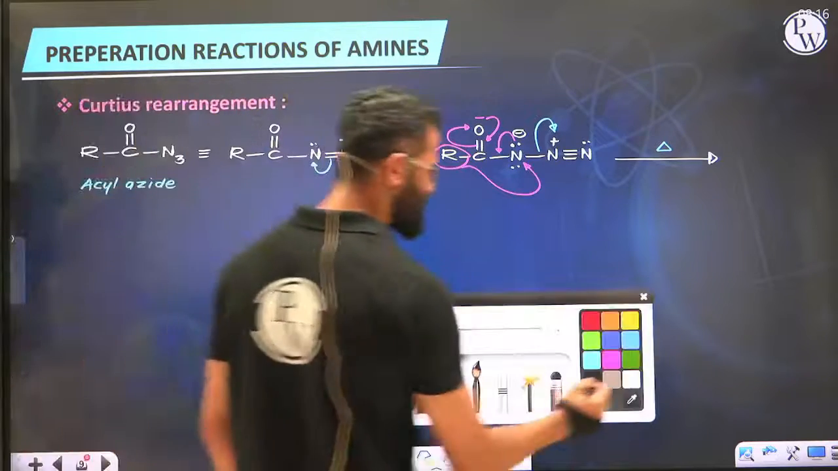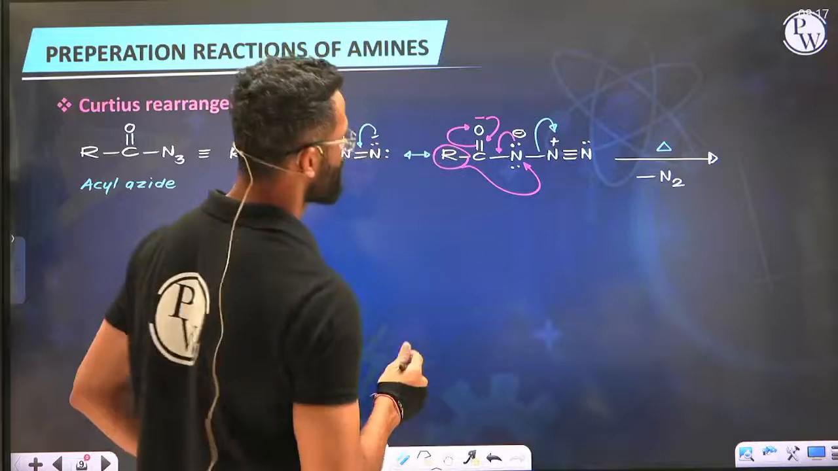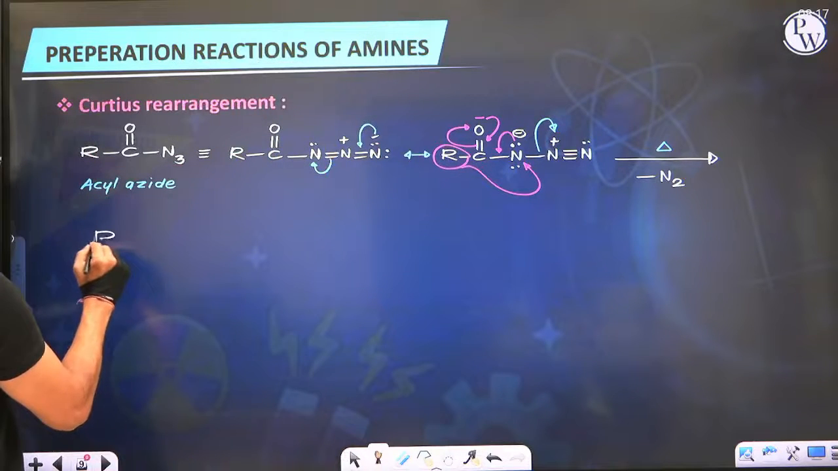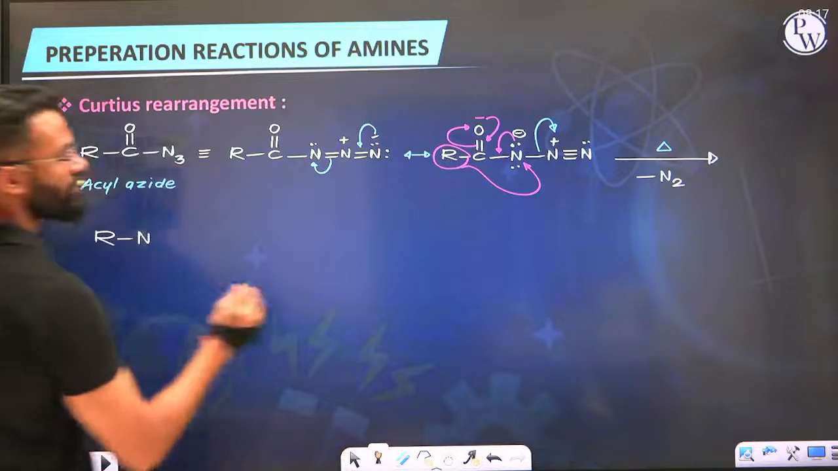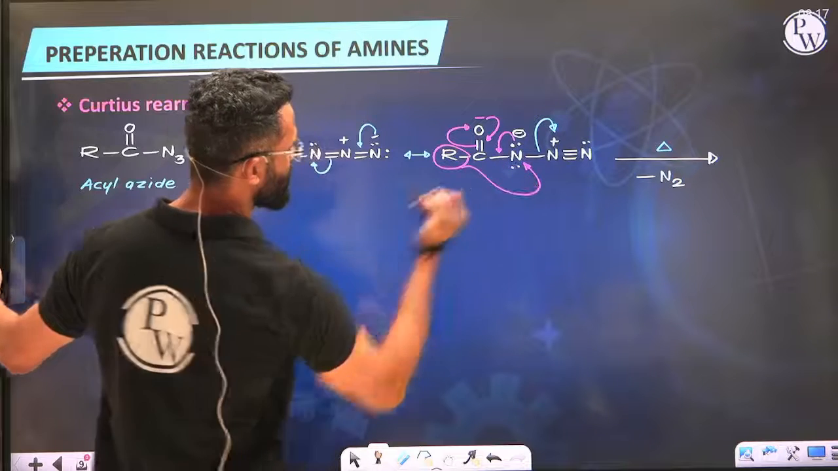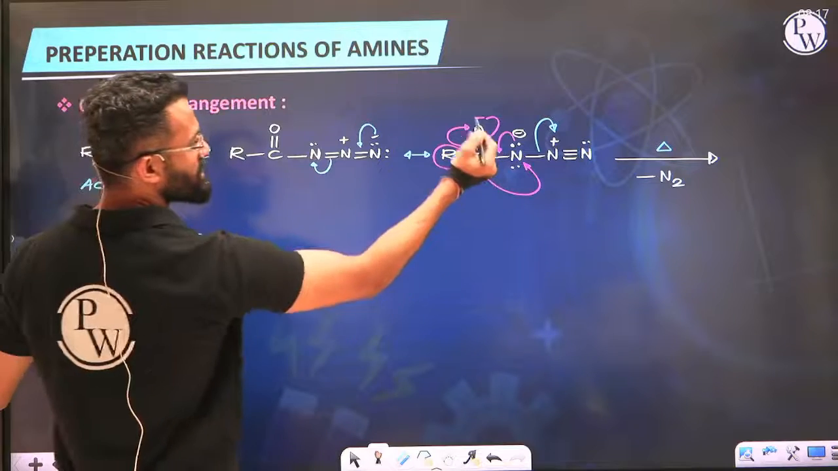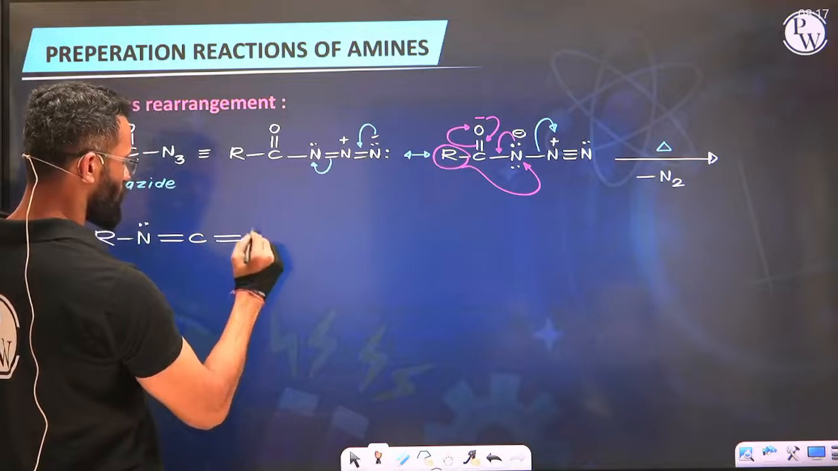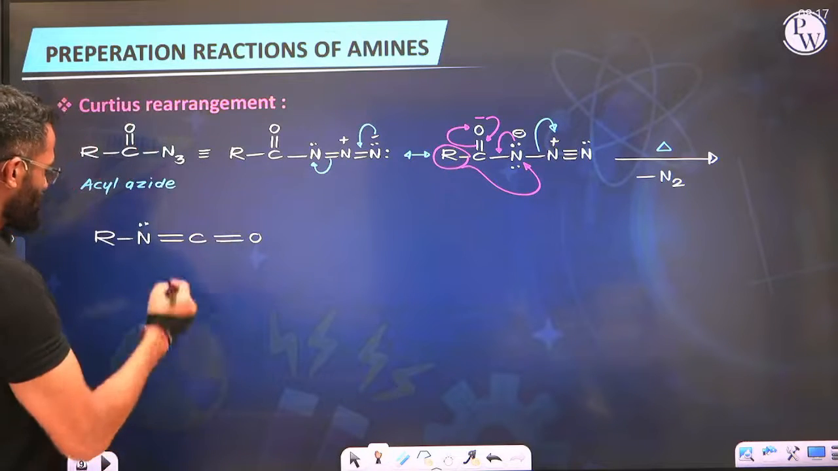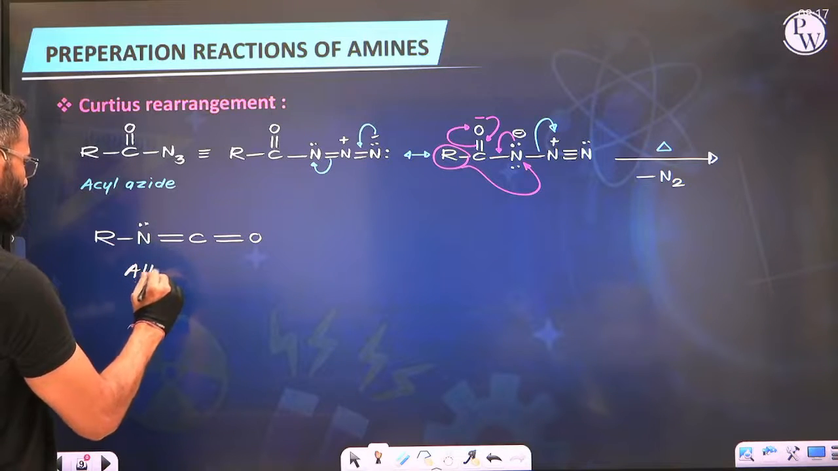So as a result of loss of nitrogen, see what we got. R attacking at N. I'll write down that product here. N delocalizes one of its lone pairs to form a double bond with C, carrying one lone pair on itself, a double bond to C, and further the double bond to O. So what is it, everyone? R N C double bond O is nothing but alkyl isocyanate. So we got the same product.